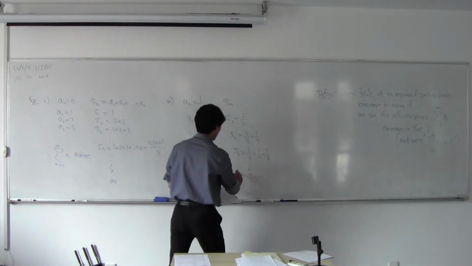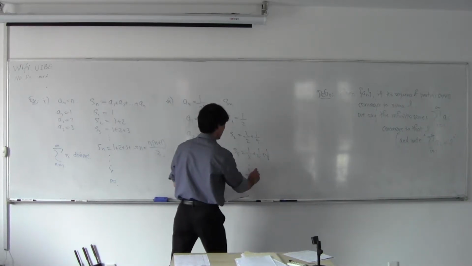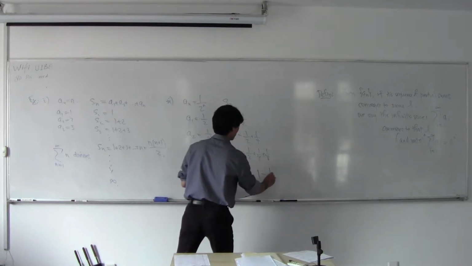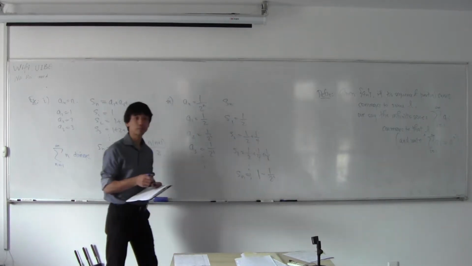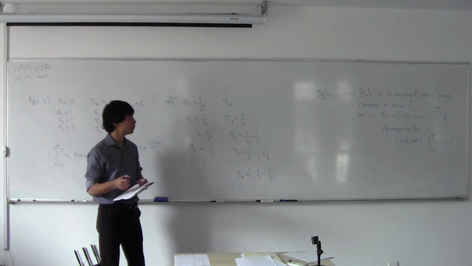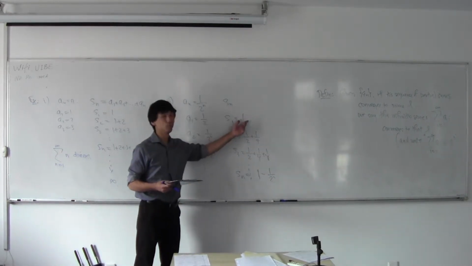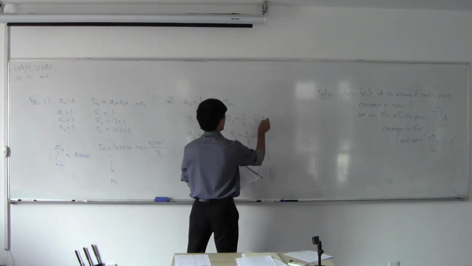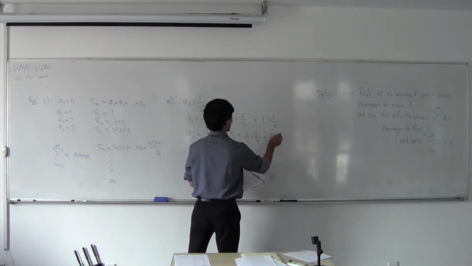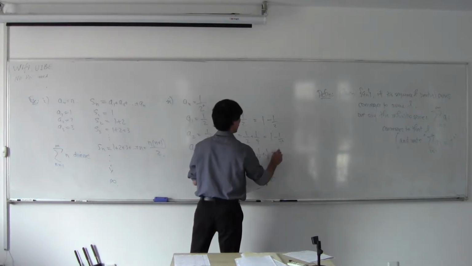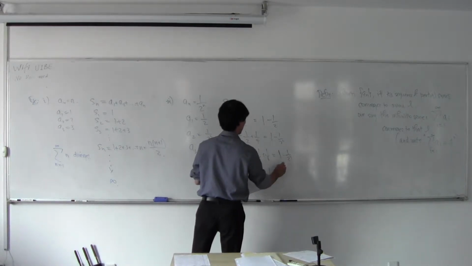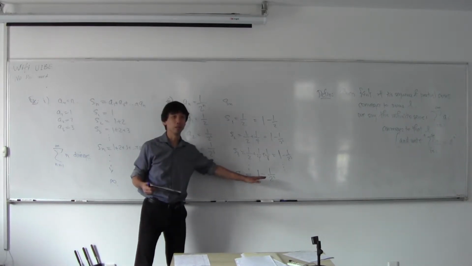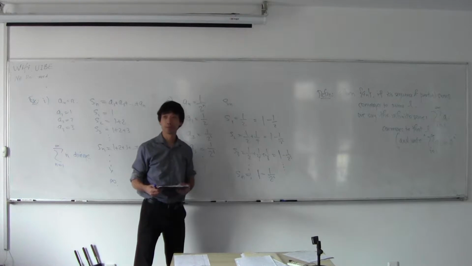If you think about it a little bit, you see that Sn is actually 1 minus 1/2 to the n. This is 1 minus 1/2. This is 1 minus 1/4. This is 1 minus 1/8. In the end, you get 1 minus 1/2 to the n.